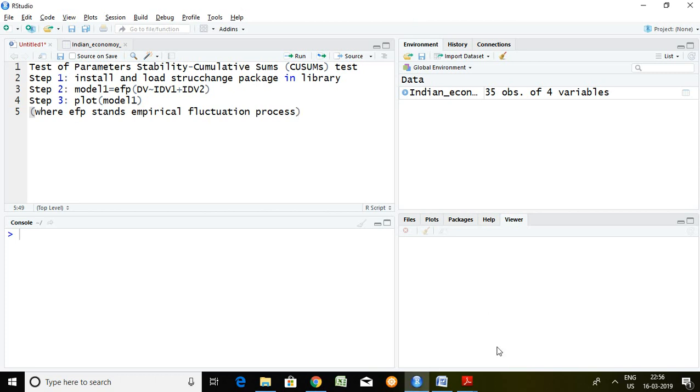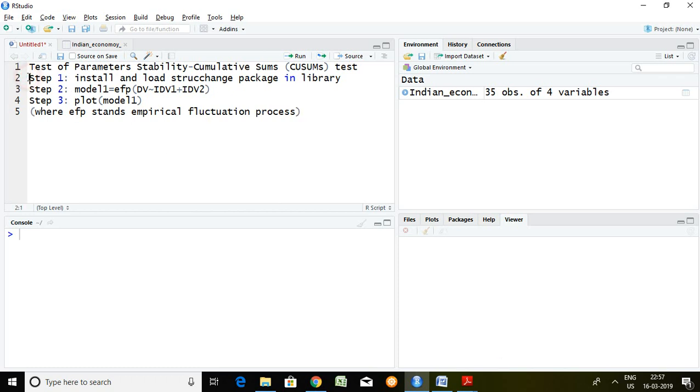Good evening. Today I'll talk about CUSUM test in RStudio. CUSUM test is applied in order to check or test the stability of parameters. I'll discuss CUSUM test in RStudio with the help of three various steps.